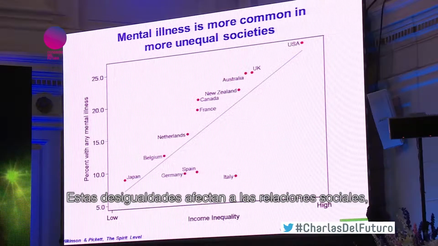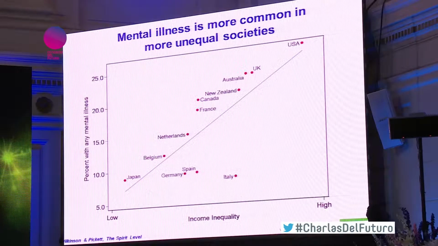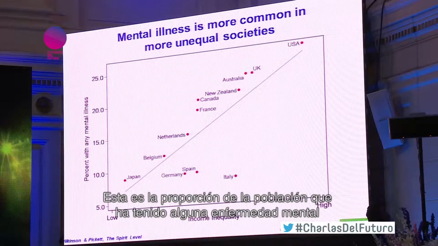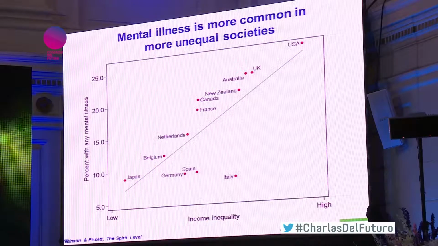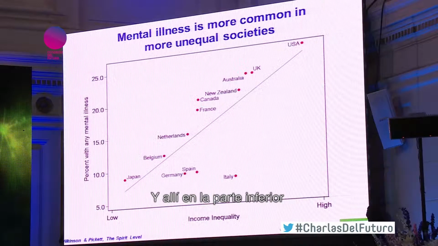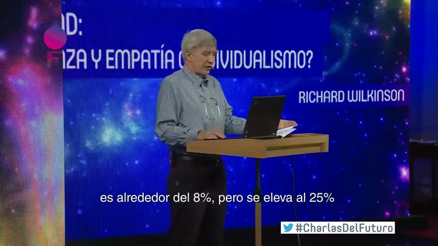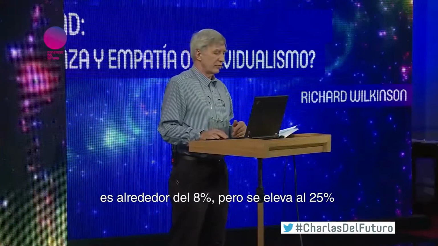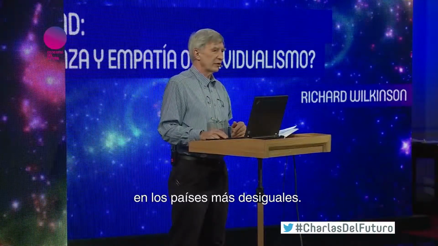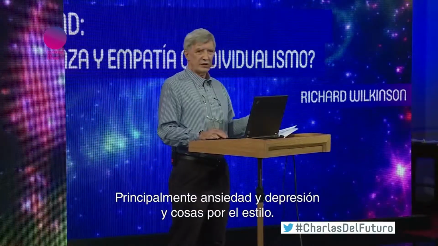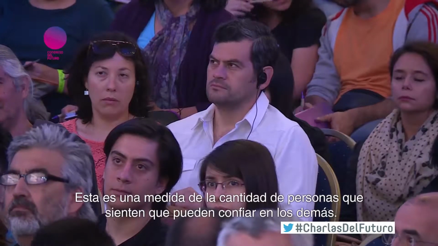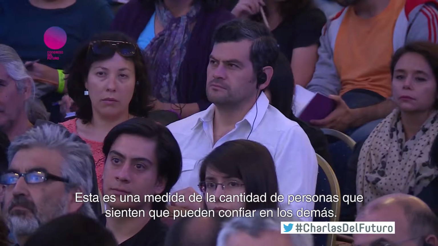These inequalities affect social relations, they affect mental illness. This is the proportion of the population who have had any mental illness in the last year, and at the bottom there it's about 8%, but it rises to 25% in the more unequal countries, mainly anxiety and depression and things like that. This is a measure of how much people feel they can trust others.